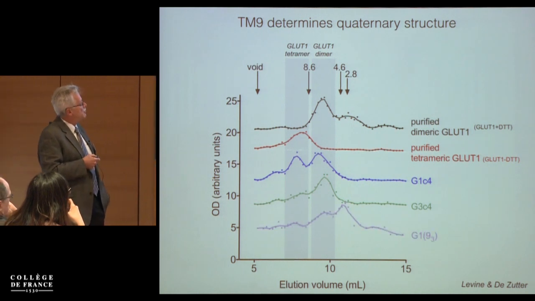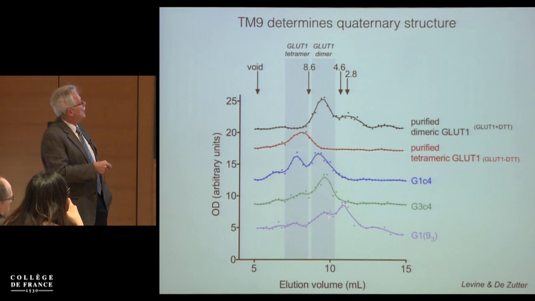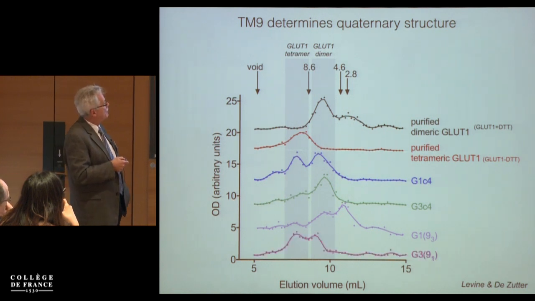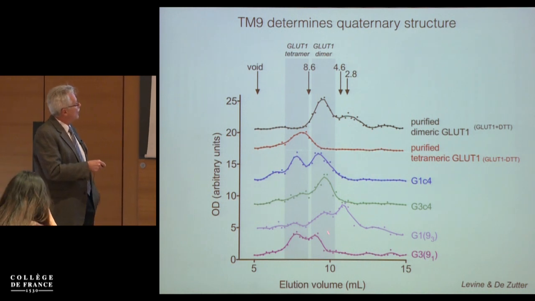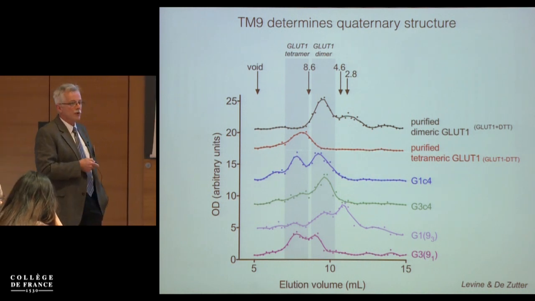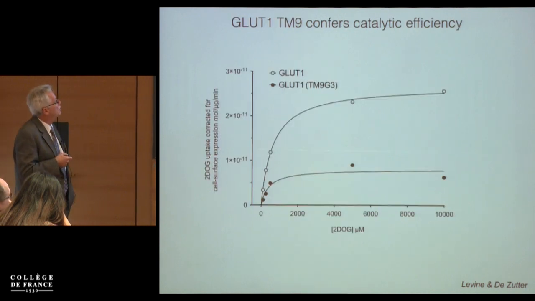Then if we take transmembrane domain 9 from GLUT3 and put it into GLUT1, the profile is shifted to dimers and possibly monomers. And if we take transmembrane domain 9 from GLUT1 and put it into GLUT3, the profile moves largely towards tetramers. And there's a profound impact on function.